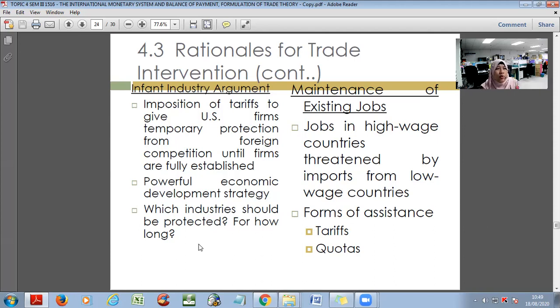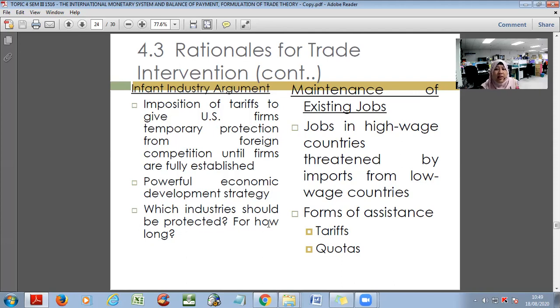It's too long. When a company is being too protected, somehow it's good for the nation, but in the other way around, the company does not go for independence. Okay, and we move to the maintenance of the existing jobs.